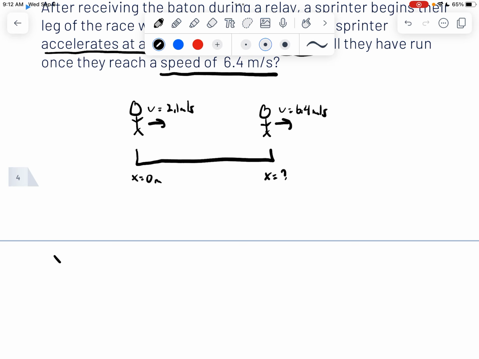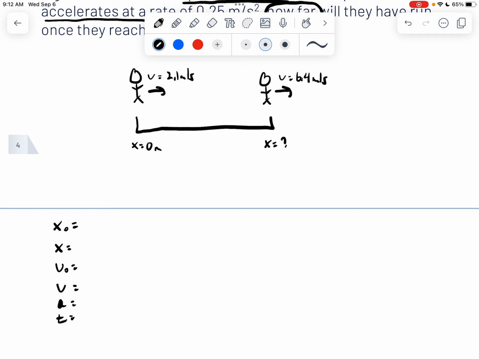So from here, when we think about our quantities, our initial starting position we're just going to define as 0. This will often be a common practice we'll do. Our final position is going to be unknown; that's what we're trying to solve for. Our initial velocity is 2.1 meters per second, our final velocity is 6.4 meters per second, and our acceleration was given to us as 0.25 meters per second squared.